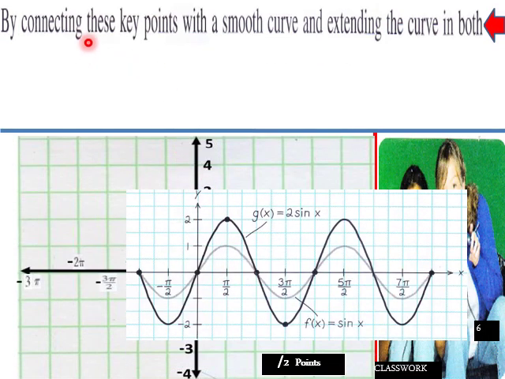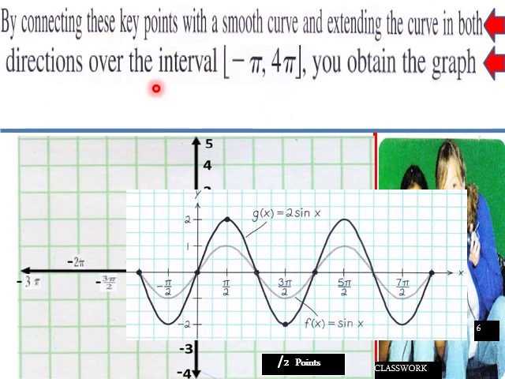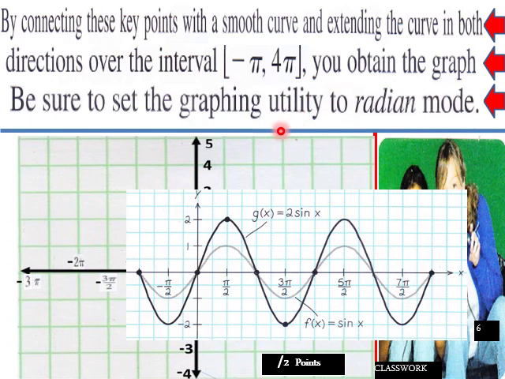So by connecting these points with a smooth curve and extending the curve in both directions over the interval of negative pi to 4 pi, which on the original grid is off of it, you get the general idea of the graph of that function. Be sure to set the graphing calculator to radian mode, and this is what it looks like. This is your y equals sine x curve.